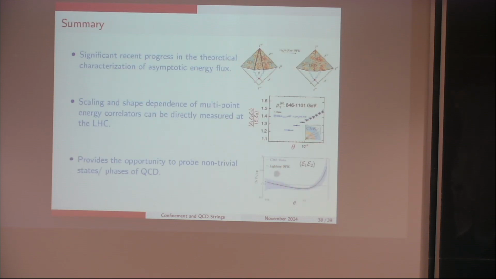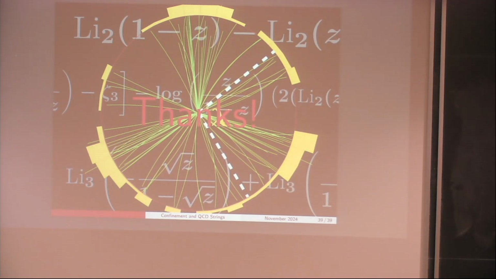So just to conclude, hopefully I convinced you there's been a lot of progress, particularly in the connection between experiment and theory, and what can now be measured at the LHC and the different colliders. So one can measure very nicely the scaling and shape dependence of higher point correlation functions. And then you can start sticking them into different states. And so the hope is that one can really use this to learn non-trivial aspects of QCD or other interesting phases such as the QGP. And so, thank you.